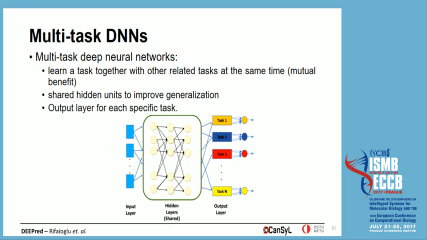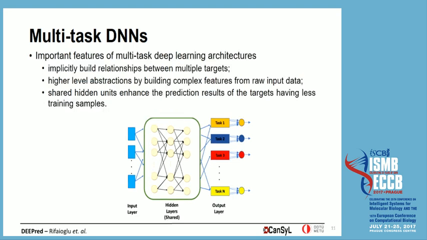Several important features of multitask deep neural networks have been reported in the literature. First, they implicitly build a relationship between multiple targets, and they provide higher level abstractions by building complex features from raw input data. Finally, shared hidden units enhance the prediction results of the targets having fewer training samples.